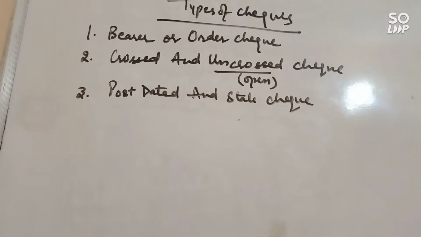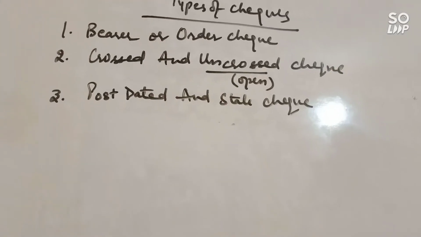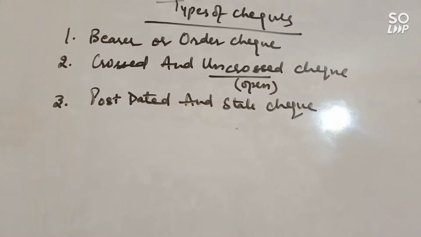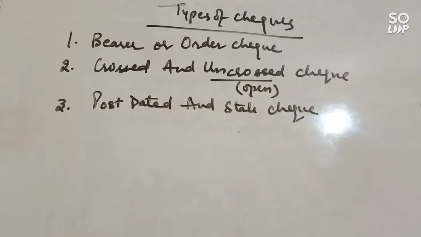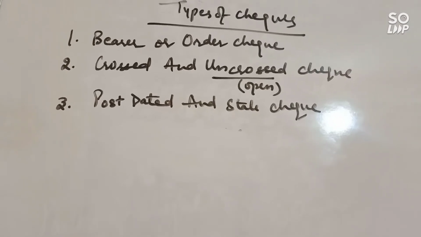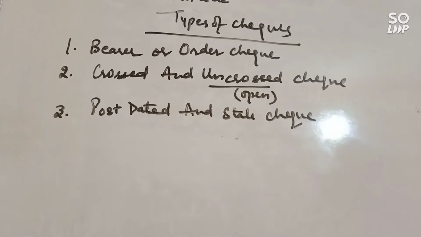Next we have antedate check. Antedate means when it bears a date earlier than the date on which it is presented to the bank, that is known as an antedated check, and it is valid for 3 months from the date of the check.